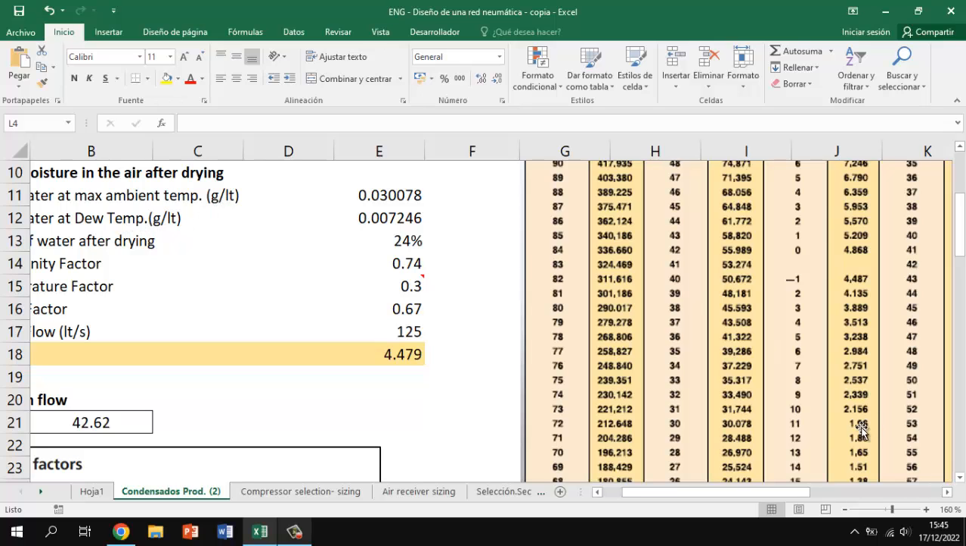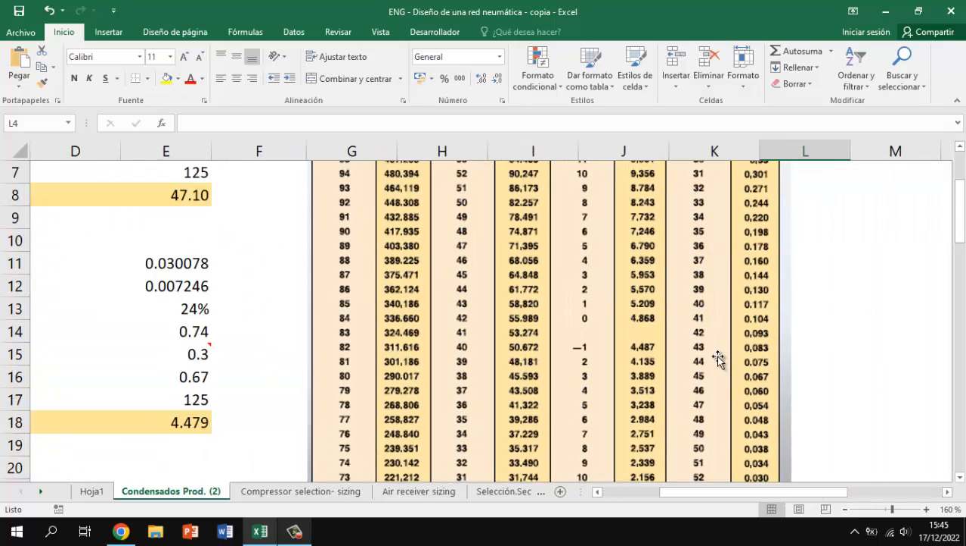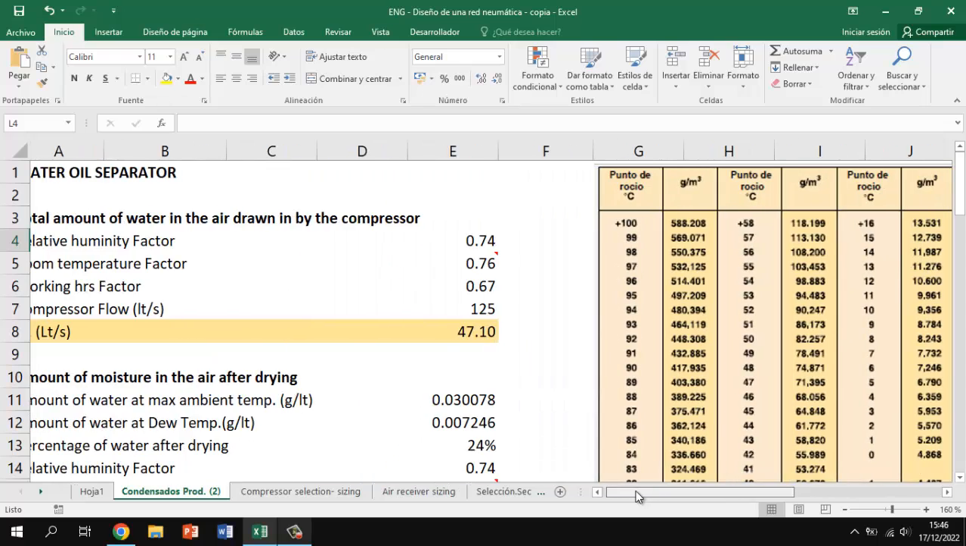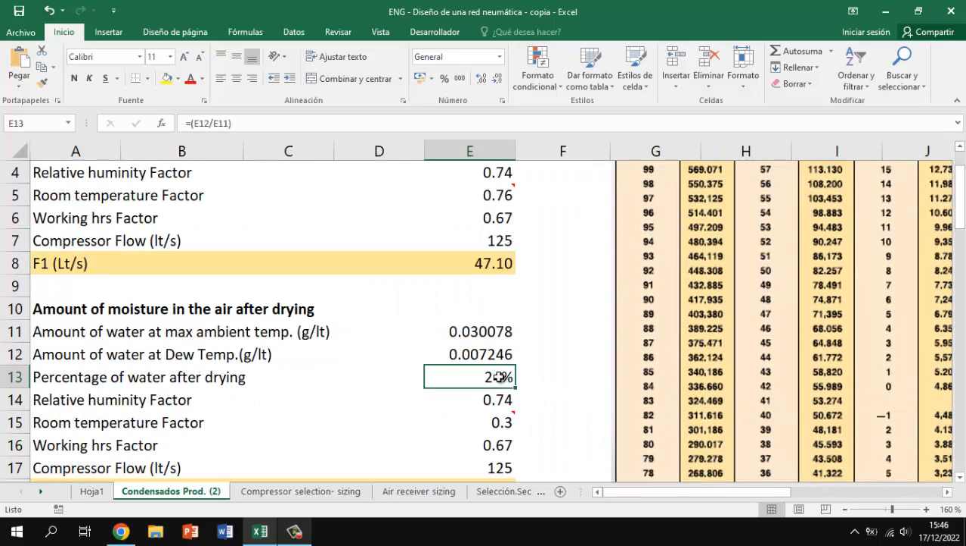Now we have the dew point of 6 degrees. It's here. So I'm just putting it in liters. Now I just need to know how much this is of this.